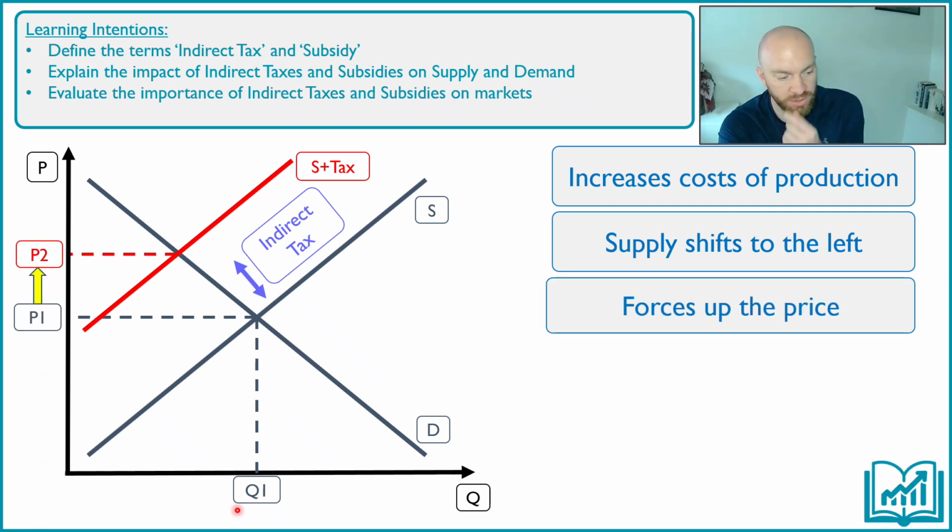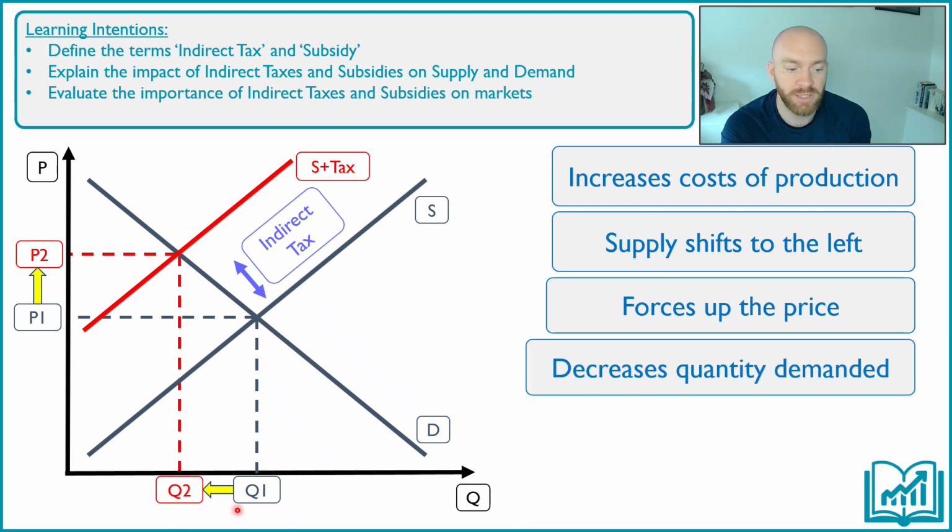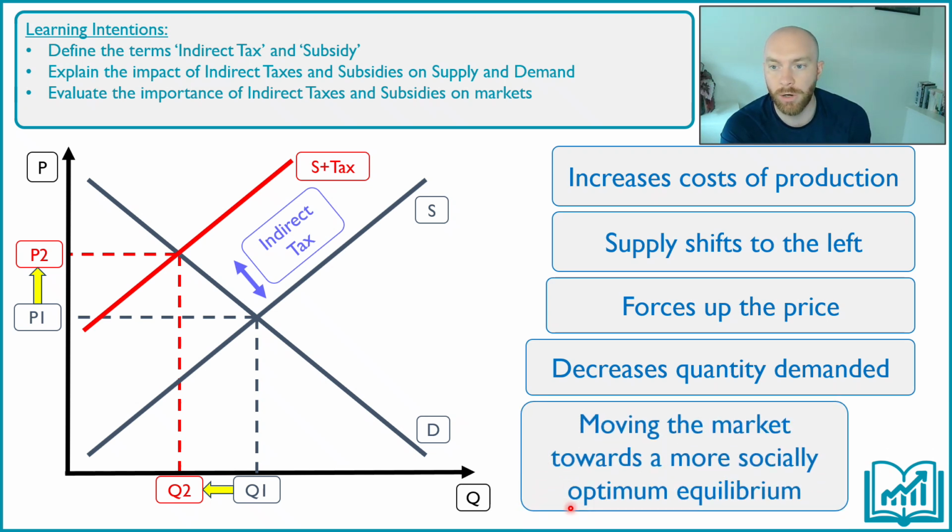That forces up the price of this good or service, which will decrease the quantity demanded, which is the key factor here. Because if this is cigarettes or if this is any good or service with a negative externality, we want this to happen here, and that will move the market towards a more socially optimum equilibrium. Whatever good or service it is, we can apply a tax to it if it's having a negative impact on society to achieve this. Okay, that's the goal.